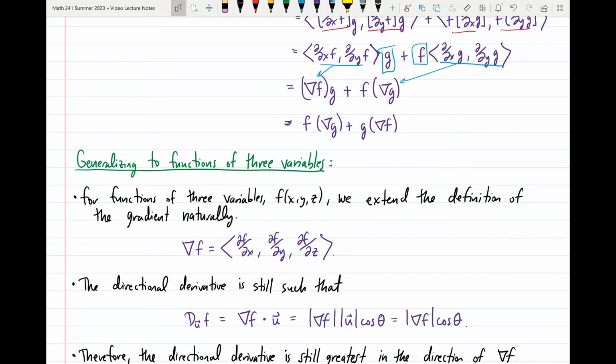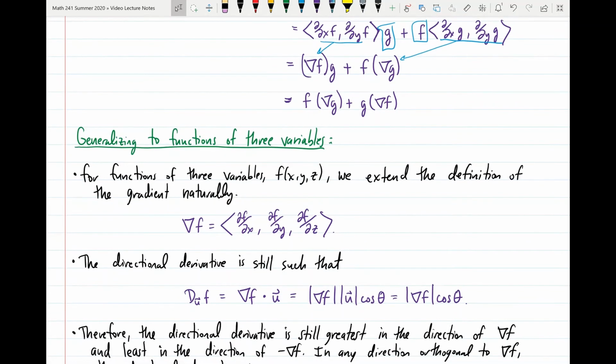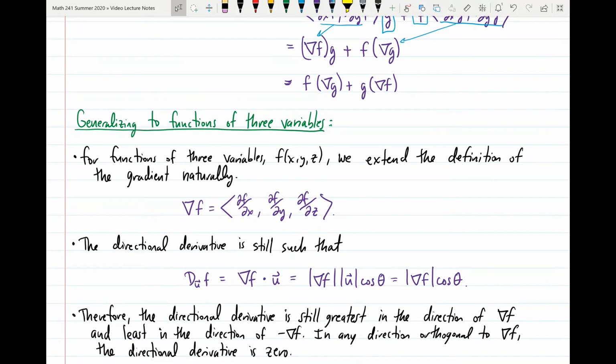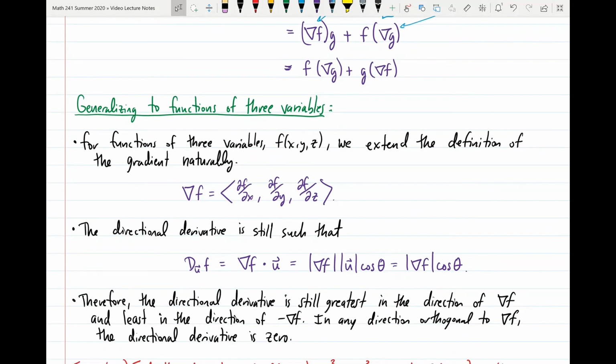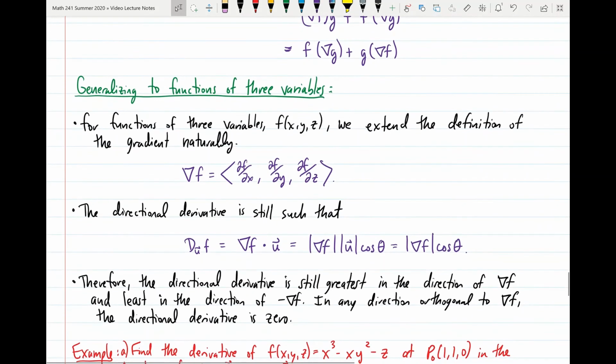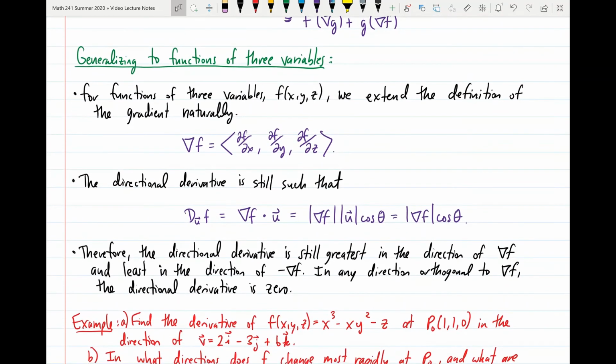So at this point, we are almost done with the video. There are just a few loose ends that we should probably tie up. The first is to generalize the notions that we've developed to functions of three variables. So all of the notions that we have developed will generalize as naturally as possible. For example, for functions of three variables, f of x, y, z, we can extend the definition of the gradient by letting the gradient of f be equal to the vector where the i component is the partial derivative with respect to x, the j component is the partial derivative with respect to y, and then of course we have a k component now, which will be the partial derivative of f with respect to z.